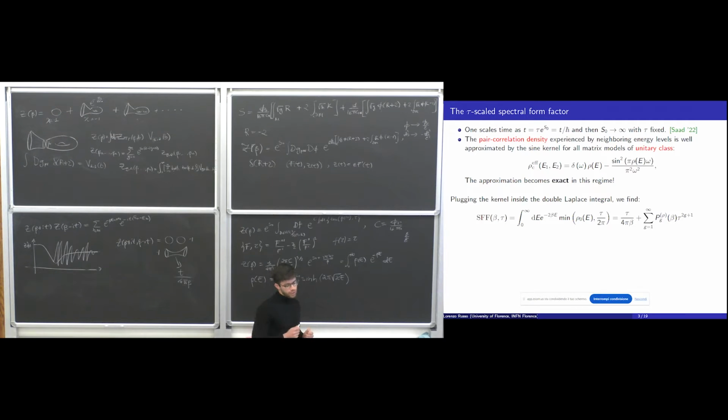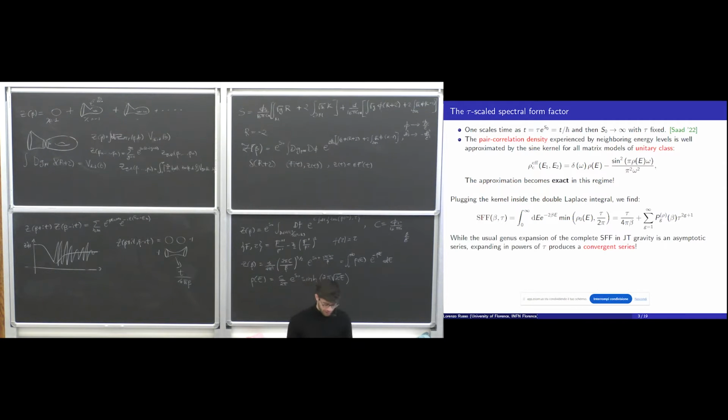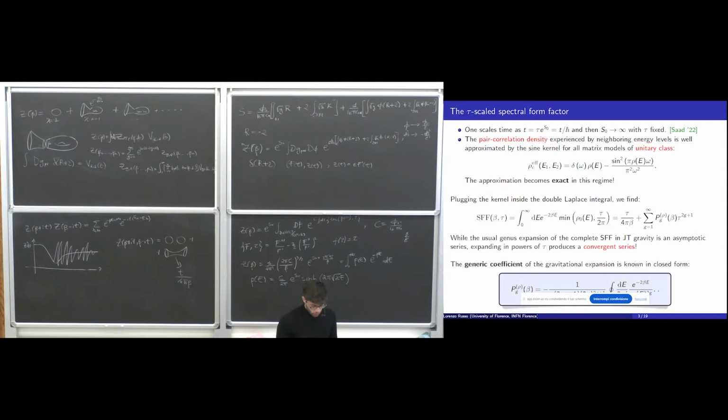So what can we learn from this, from the gravitational side? Well, first of all, let me point out that not only is this expansion convergent and not asymptotic, but we can also understand each one of the coefficients of these expansions. And we have a closed integral form for each one of them once you provide us with the rho 0, the spectral density of the matrix integral. So, okay, very nice, but what about the gravitational side?